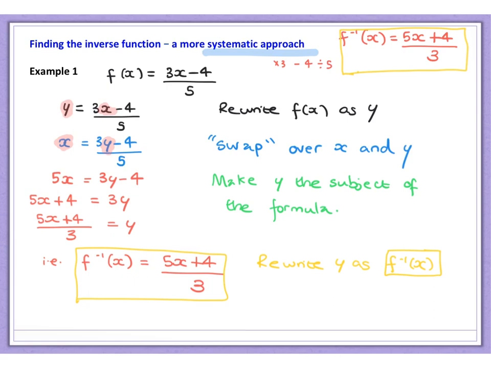So let's run through those steps again very quickly. The first thing that we needed to do was to rewrite f of x as y, just for simplicity. We then swap over x and y, so y becomes x and x becomes y. We then rearrange the formula so that y becomes the subject. And finally, we rewrite y as f minus 1 of x because this is our inverse function.